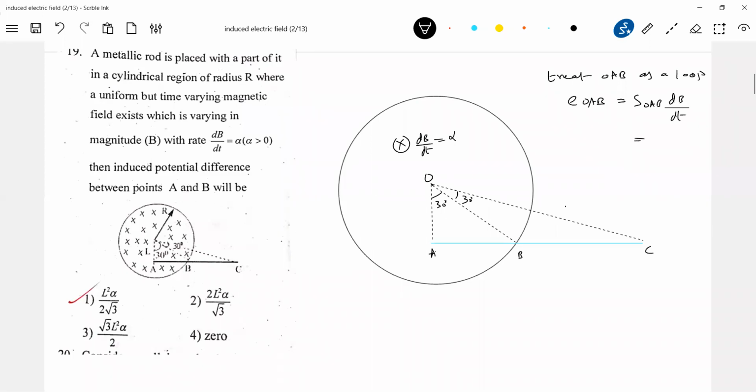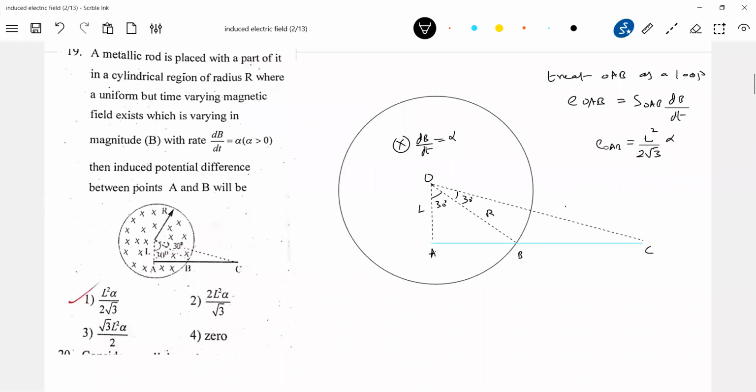He has given length L, and R is the radius. Anybody? Area of triangle? L square by 4. Sir, L square by 2 root 3. In terms of L, L square by 2 root 3. Okay, that's the area of the triangle. dB by dt is what? Alpha. I think till here no problem.